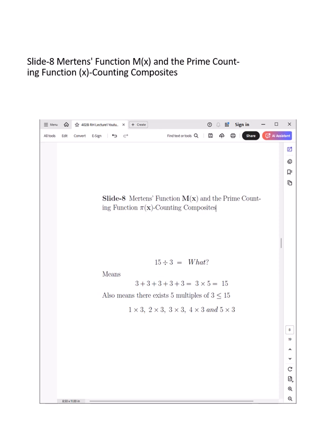Okay, perfect. But another meaning of the answer 5 is that there are 5 multiples of 3 less than or equal to 15. Because if 5 is a multiple of 3 less than or equal to 15, certainly the multiples of 4, 3, 2, and 1 are also less than or equal to 15. So the multiples are 1 times 3, 2 times 3, 3 times 3, 4 times 3, and 5 times 3.